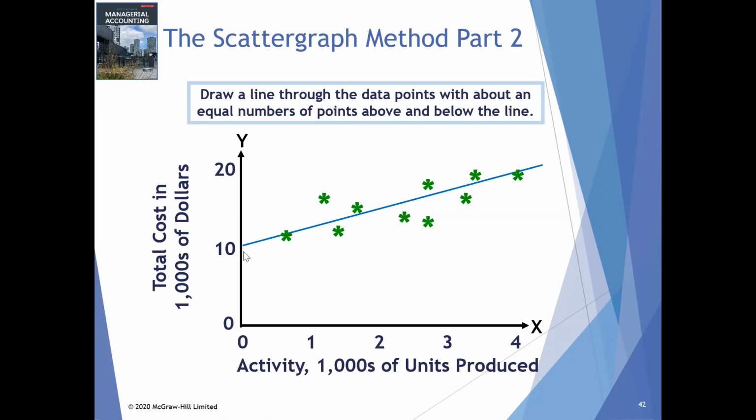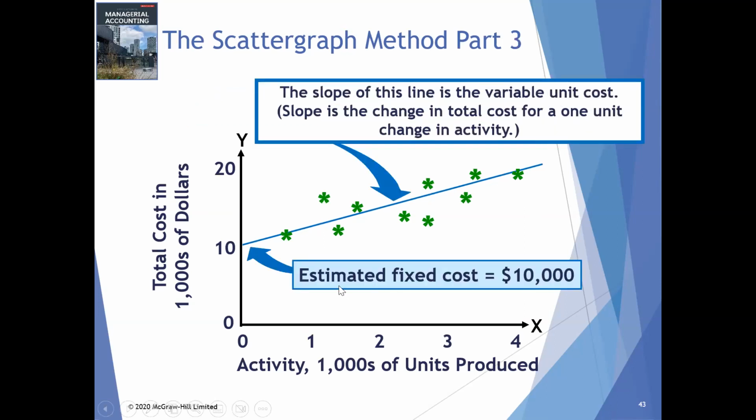In this way, we will be able to calculate. This is the fixed cost here, right? And this is the variable cost that we will calculate. So the estimated fixed cost is $10,000 here. The slope of this line is the variable unit cost. Slope is the change in the total cost for one unit change in the activity. Cost is increasing, activity is increasing, like this. So this is one part. This is the variable, this is the fixed one.